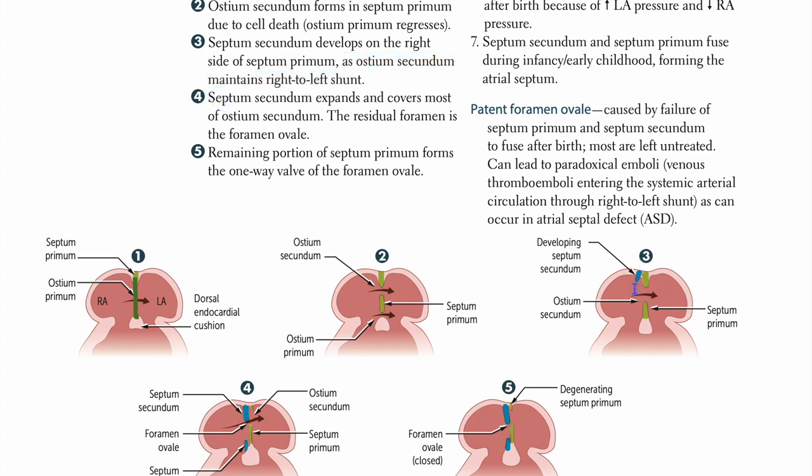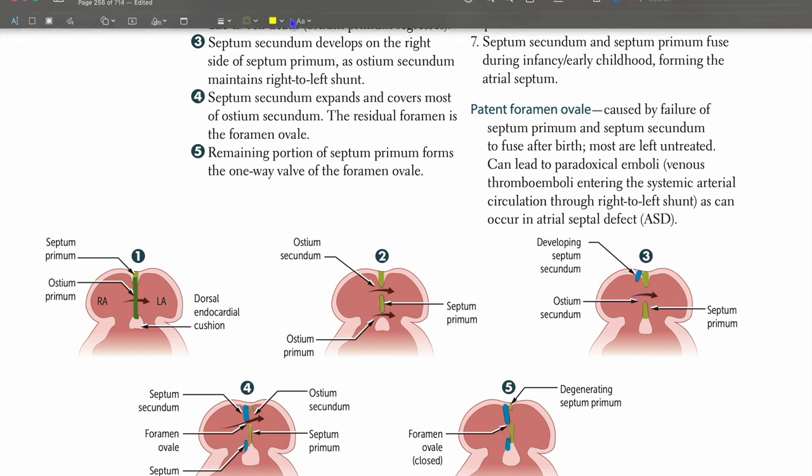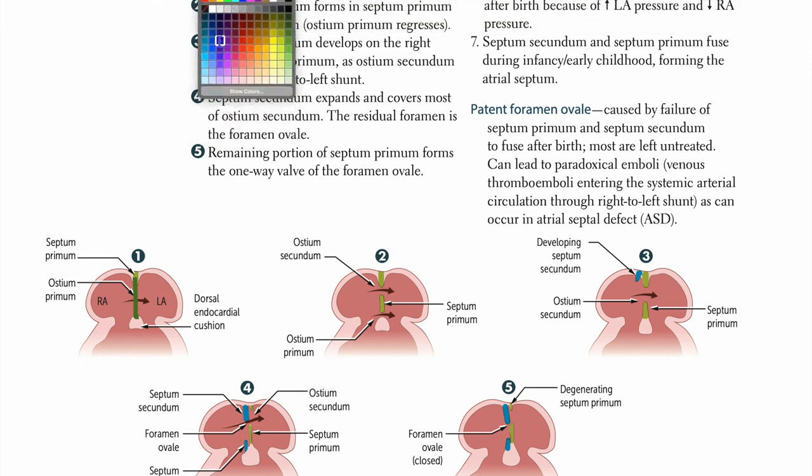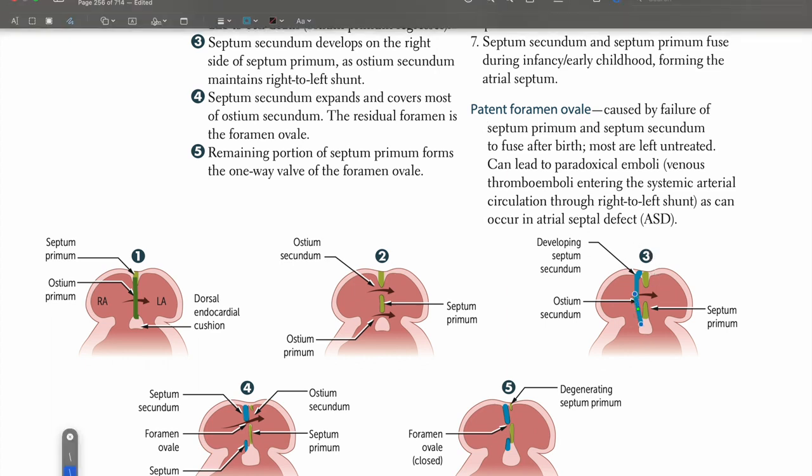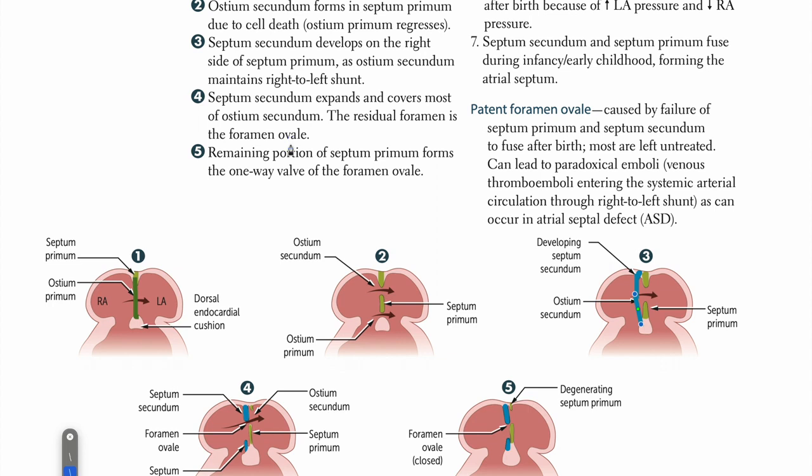Okay, so as ostium secundum maintains right to left shunt, what happens is septum primum. So now we have this septum secundum forming, and we have ostium, right? So what we're going to have now is, let's do this blue. So this is going to grow towards the cushion as well, and this is going to come up here as well, right? And we already have ostium secundum. So septum secundum develops on the right side. This is the right side of septum primum. That's the septum primum, as ostium secundum maintains the right to left shunt.